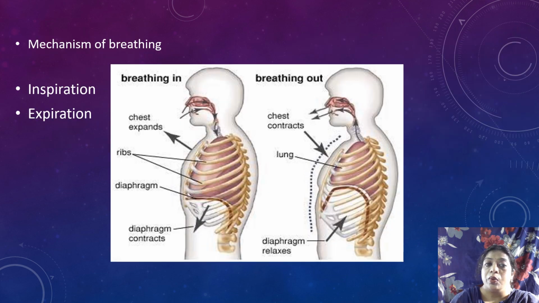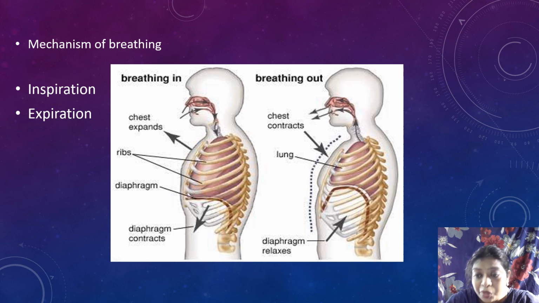So the next one will be the mechanism of breathing. How do you breathe? Breathing can be divided under two heads. What are those two heads? Inspiration and expiration. So what is inspiration? Taking in of oxygen is called inspiration. You can see the picture itself. Inspiration is otherwise called breathing in. You're taking in oxygen. What happens then? The chest will expand.